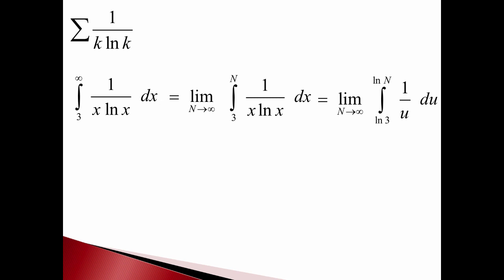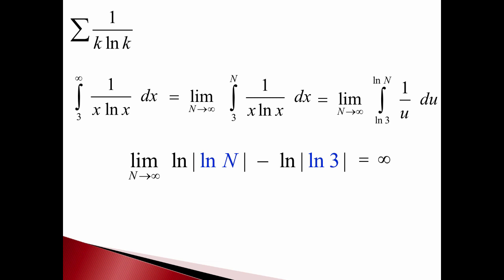Well, you integrate 1 over u and you get log of absolute value of u. So the whole thing becomes log of absolute value of log of n minus log of absolute value of log of 3. There's a lot to that. But the important thing is I can easily tell whether this converges or not, because when n gets big, log of n gets big. And log of something big is big. So this whole thing goes off to infinity.